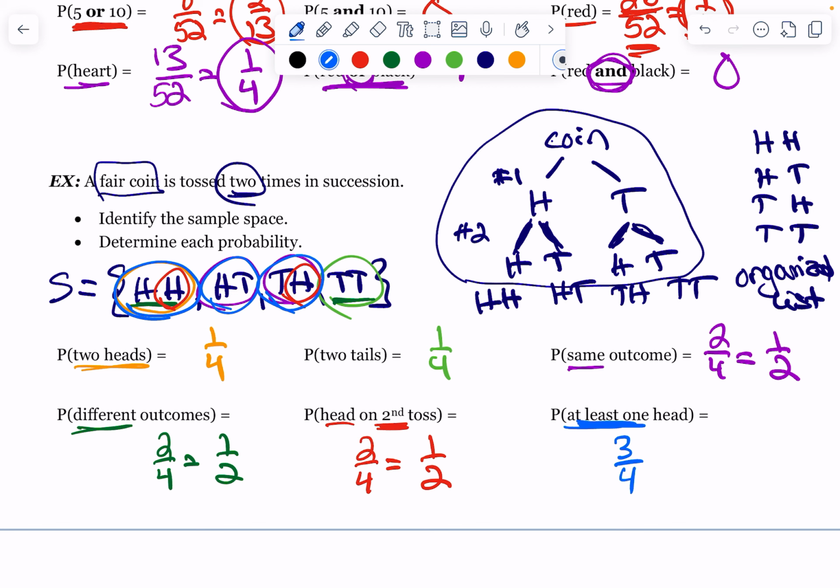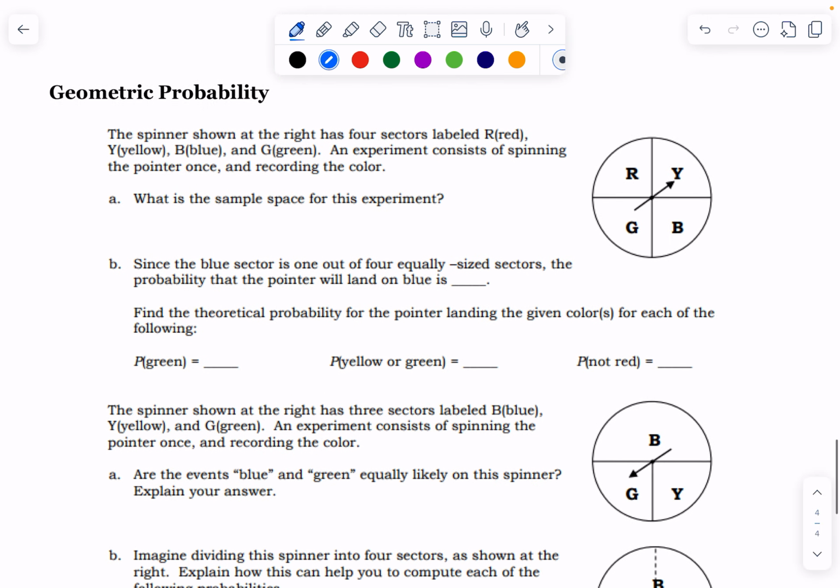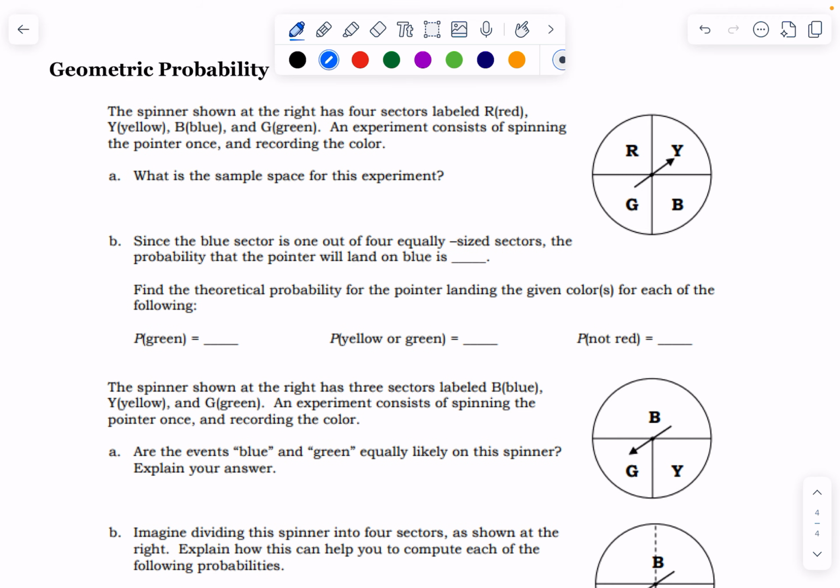Okay, let's look at geometric probability. So we have a spinner shown at the right that has 4 sectors labeled. So we've got our red. We have, this is going to be my yellow, even though it looks more orange. Then we have our green and a blue, and I can't color inside the lines.